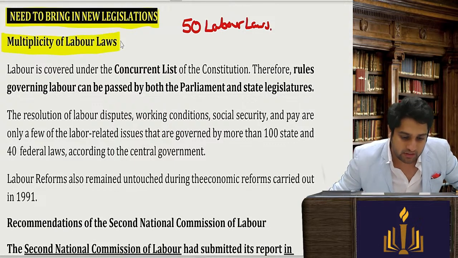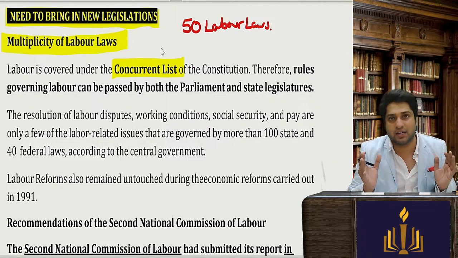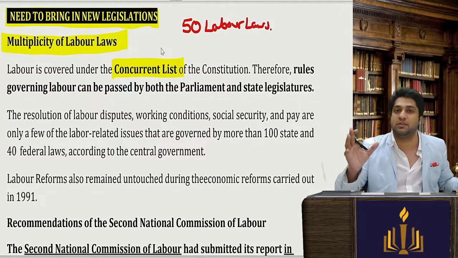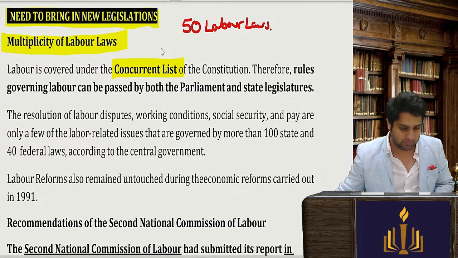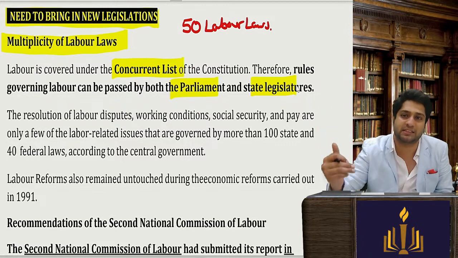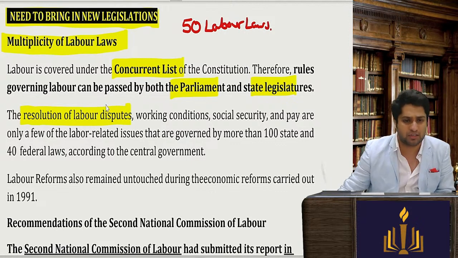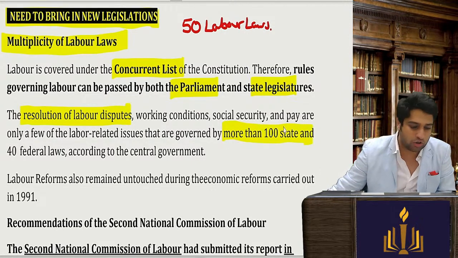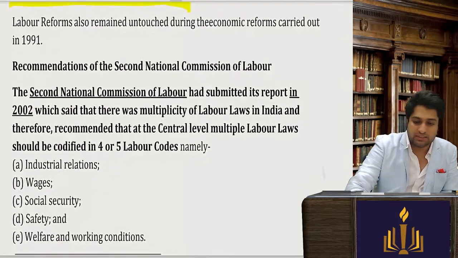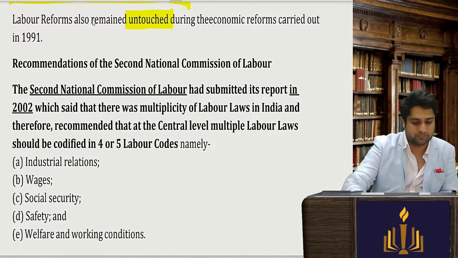So let's see, multiplicity of labor laws. Now, labor laws are under the concurrent list. That means the center or the federal government will make multiple laws, and the state will also make multiple laws. So therefore, it was made by the union government also and by the state government also. For the resolution of labor disputes, there had been a lot of federal laws, 100 federal laws, and also these labor laws remained untouched for a long period of time.